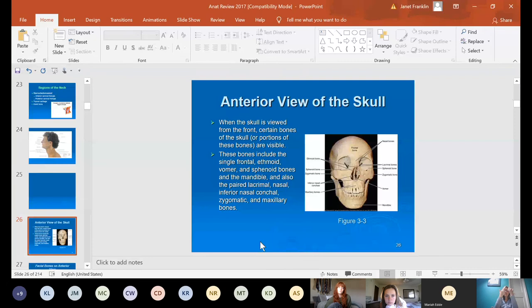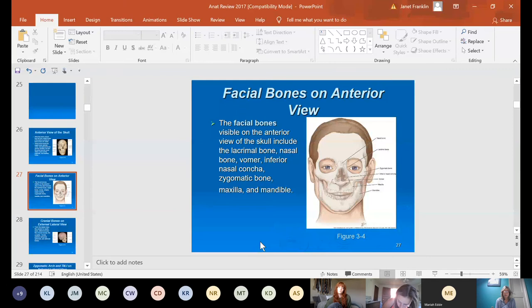You'll see the ethmoid bone through both the nose and the eye area. The ethmoid bone sits more in the center of the skull. The vomer, which is right in the nasal area. Can't point to it very well. The sphenoid bone, of course, is inside as well. It's the butterfly-shaped one. The mandible. And then you've got your lacrimal bones, which are going to be right in the corners. Your nasal bones, right on top of the nose area. The inferior nasal concha, which is inside your nasal aperture, which is the hole of your nose. And then you've got your zygomatic, which are these right here, and your maxillary bones, or your maxilla. And this is a picture of them on the anterior view as well.